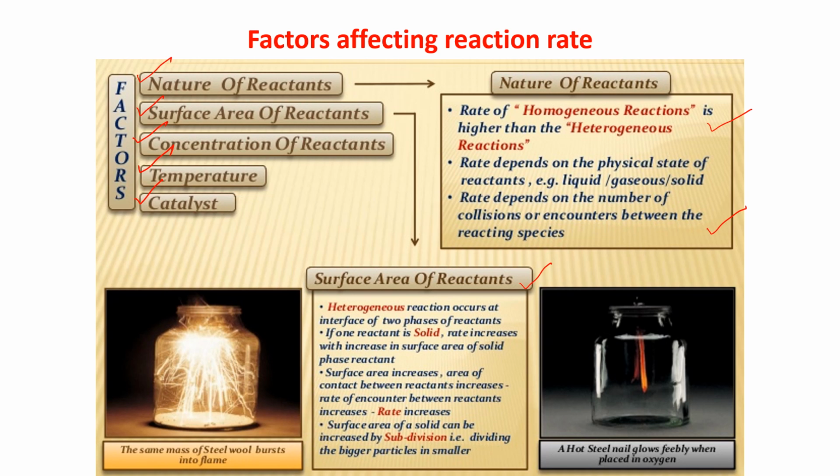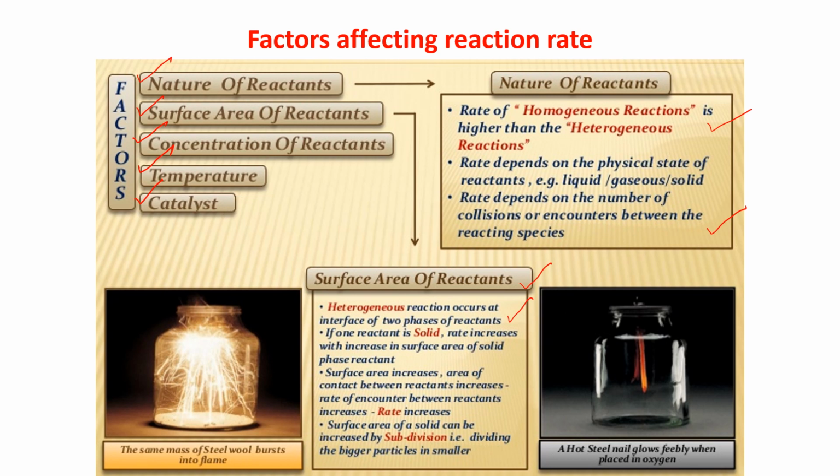Heterogeneous reaction occurs at the interface of two phases of reactants. If one reactant is solid, rate increases with increase in surface area of the solid phase reactant. How? I am showing you. Surface area increases, so the area of contact between the reactants increases.